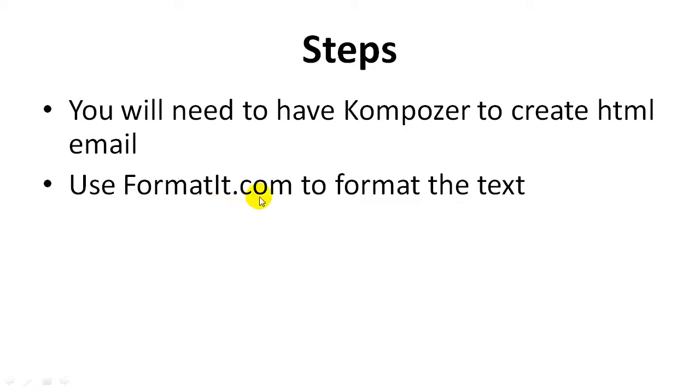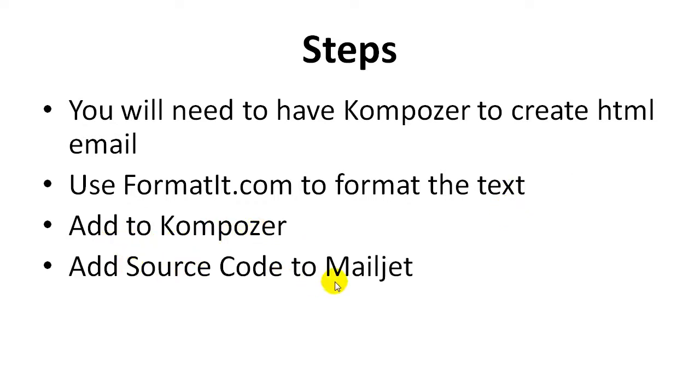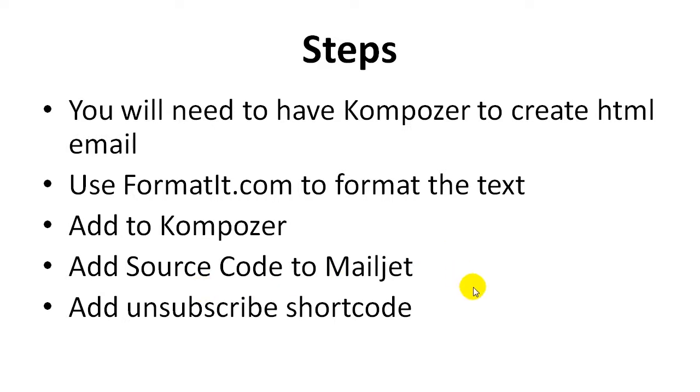We're going to use formatit.com. You can use any other type of email formatting tool, but formatit.com is free and it formats your text. We're going to add it to Composer. We're going to add the source code to mailjet.com, and we're going to add the unsubscribe code and email it out in the next video after this. Okay, so let's go ahead and jump in.